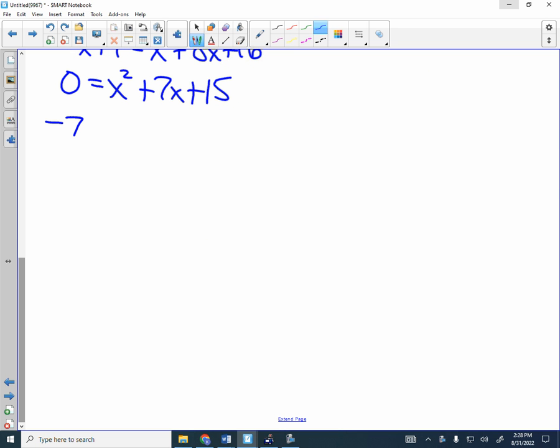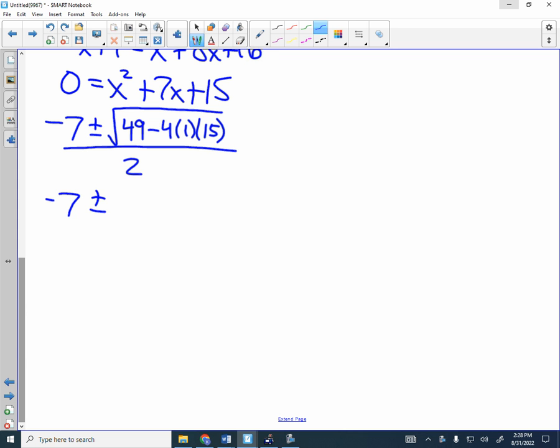Negative b would be negative 7 plus or minus the square root of 49 minus 4 times 1 times 15, all over 2. So what do you notice about the discriminant in this situation? So only one negative. The discriminant is right here. Does the discriminant end up being positive or negative? Negative, because you have 49 minus 60, which is negative 11. So negative 7 plus or minus the square root of negative 11 over 2.